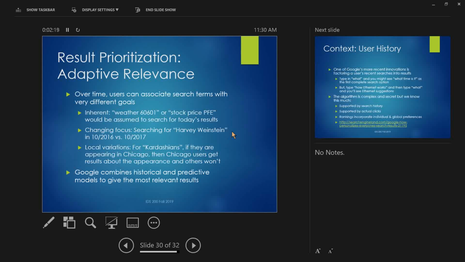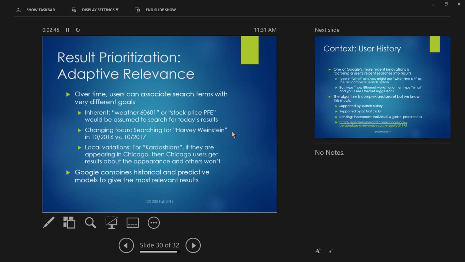Okay? Other things. Sometimes there can be a rapid and radical changing focus. For example, Harvey Weinstein, he's been in the news in recent years for some bad stuff. If you looked at him like 3 years ago, you'd find information about all the films he was involved in. If you looked him up 2 years ago, you'd find information about all the awful things he'd done over the prior decades.